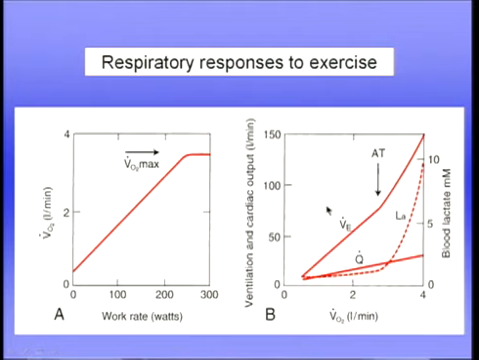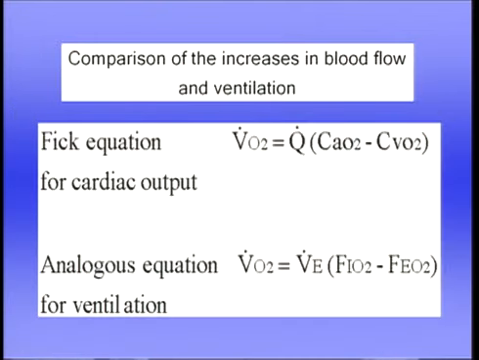But it's also interesting if we look at the Fick equation for oxygen consumption on the blood flow side and an analogous equation on the ventilation side. Here's the Fick equation that you'll recall. The oxygen consumption is equal to the cardiac output times the difference between the oxygen concentration in arterial blood and mixed venous blood. Okay, that V should really have a bar over the top to indicate mixed venous.